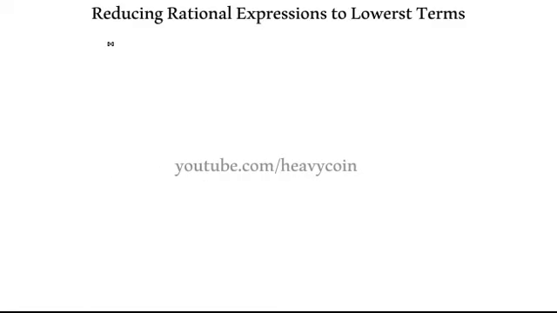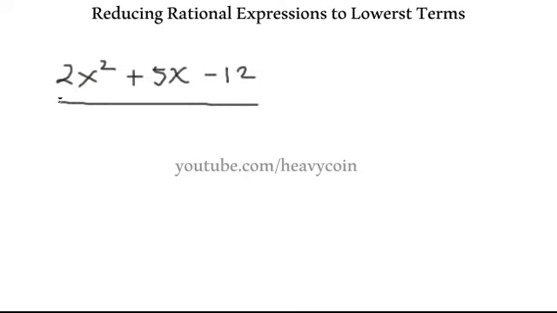Alright, we have 2x squared plus 5x and minus 12. And that's going to be all over 9 minus 4x squared. And what we're going to want to do here is reduce this down. So let's factor the numerator.